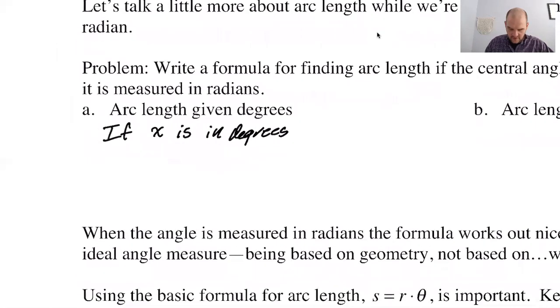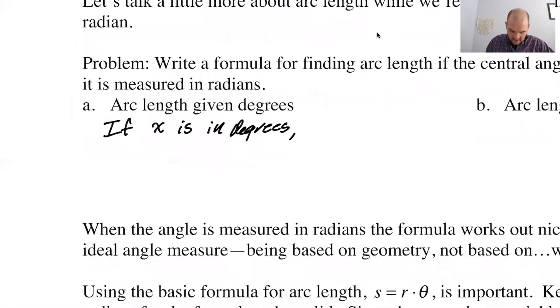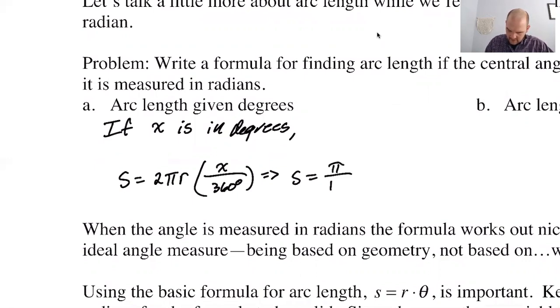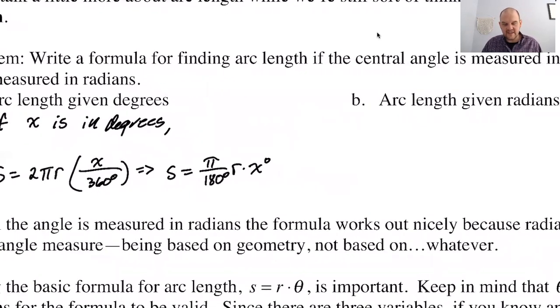So if x is in degrees, then the arc length S is going to be, what are we doing? We're doing a ratio, right? You've got your whole circumference, but you only have part of it. You have x out of 360 degrees of it, which means S is pi over 180 degrees, and then r times x, which is also in degrees. I'll put a little degree symbol. You don't really need it because it said x is in degrees. But look at that formula right there. It's kind of interesting.